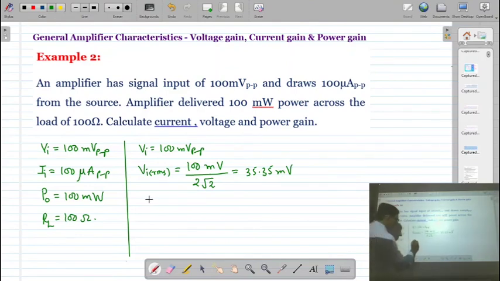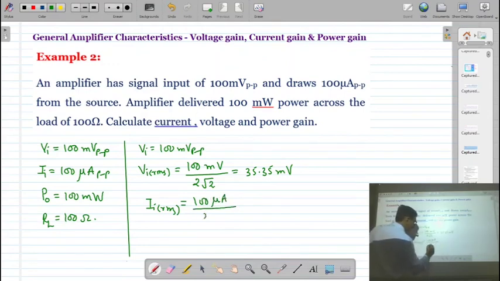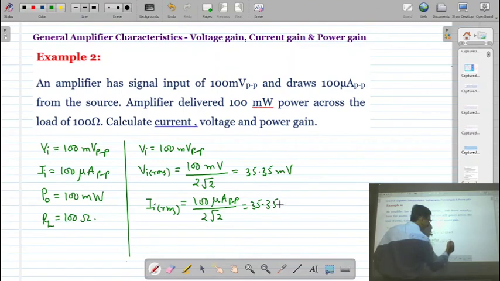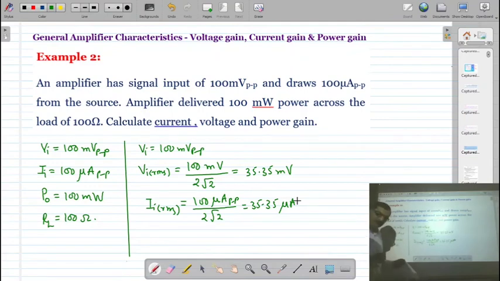Same way, the input current into RMS: 100 microampere divided by 2√2, because it is in peak to peak. It is in peak to peak, remember. So we divide by 2√2, and this will come out to be again 35.35 microampere. Correct? So the voltage and current are both converted into RMS.